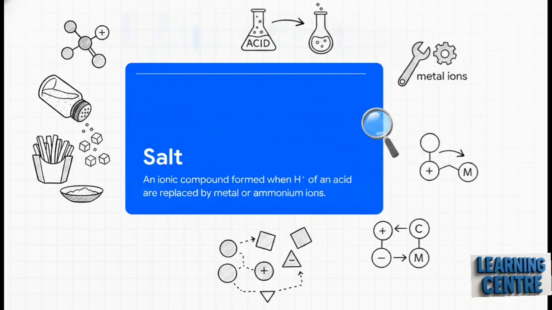So let's clear something up right away. When we hear the word salt, we instantly think of the stuff we sprinkle on our French fries, right? But in chemistry, the definition is way broader. A salt is actually an ionic compound that forms when the hydrogen ions of an acid get replaced by metal ions or sometimes ammonium ions. Basically, think of it as a chemical swap. The acid gives up its hydrogen and a metal steps right into its place to create a brand new compound.